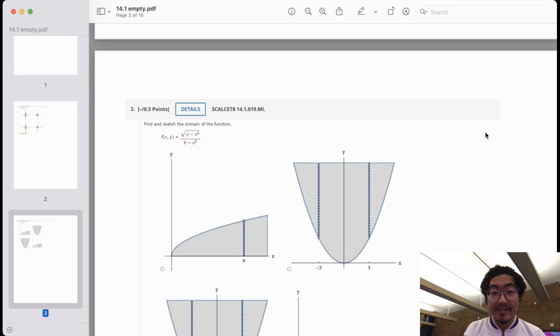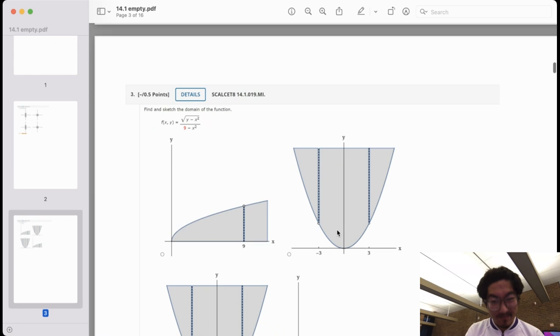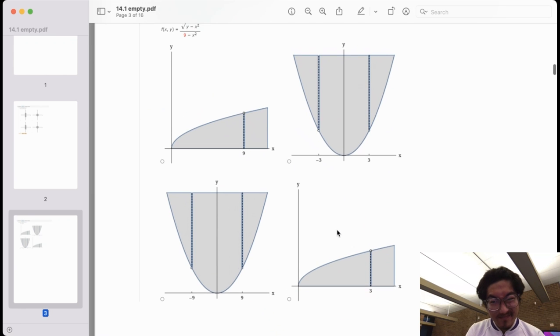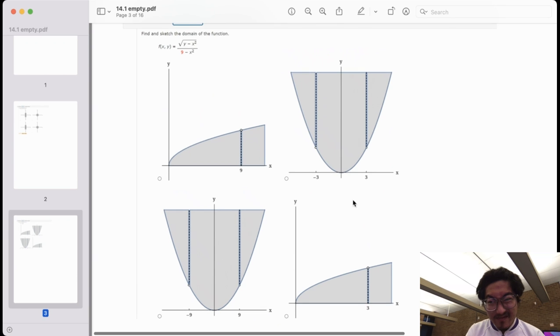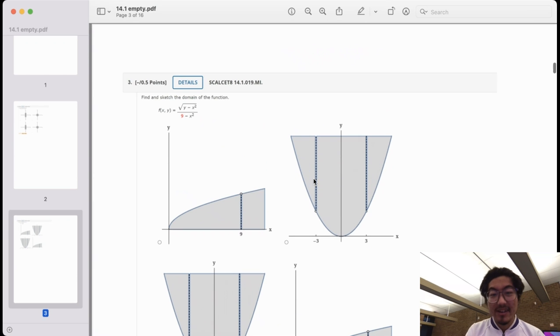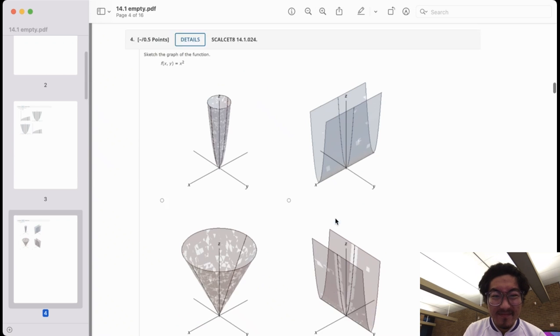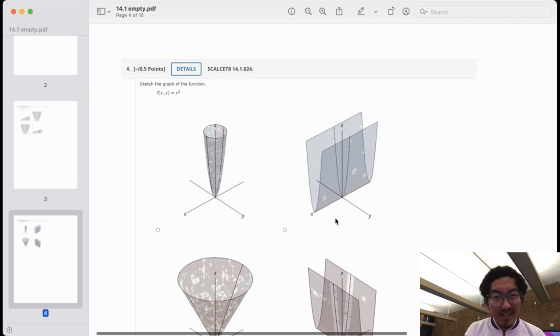And in this case, it is a parabola pointing downwards, with the asymptotes at x equals -3 and 3. So it's this one. Okay, this is going to be x squared. It's going to be question 24.